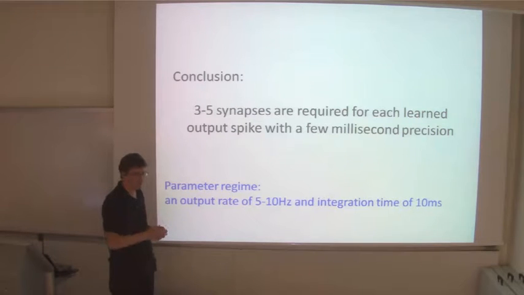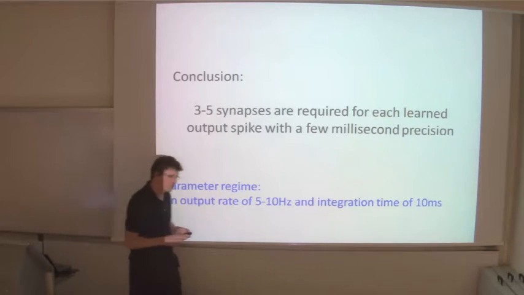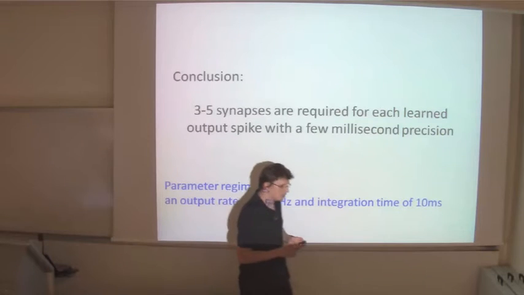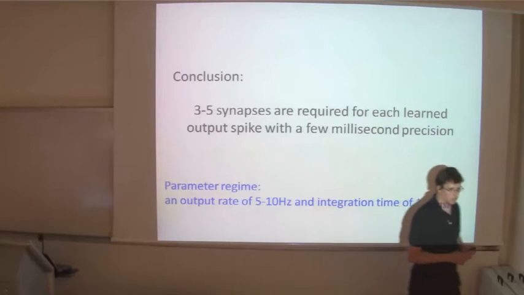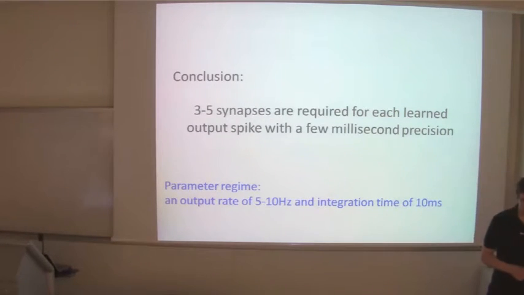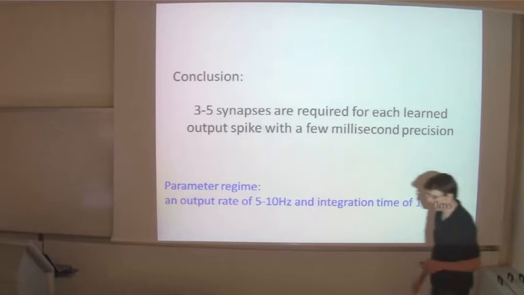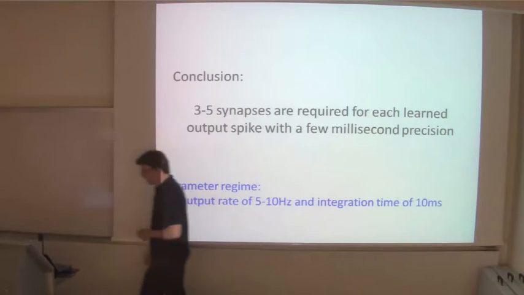But this is sort of an upper bound, right? Because it may not be that real biological neurons can do this kind of learning. No, this is true. This is strictly an upper bound. This is the capacity for a leaky integrate-and-fire neuron for the relevant precision and parameters.